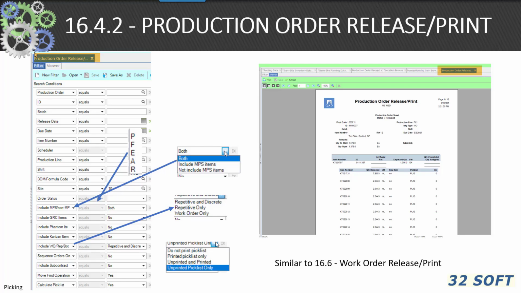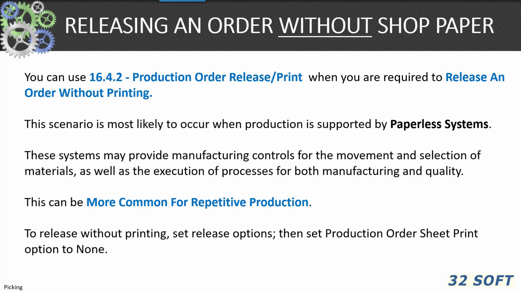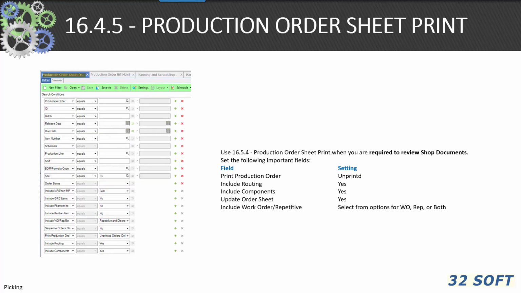This again is similar to the old 16.6. You can release a work order without printing shop packet data. If you've got a paperless system, it's much more common for production items. So you can set those parameters to just release without a shop order.